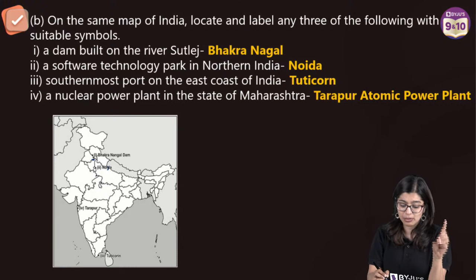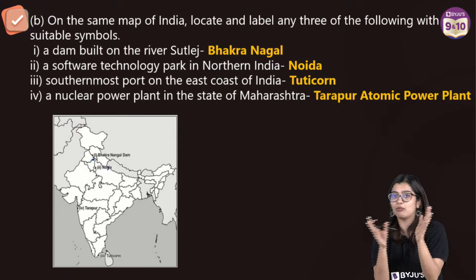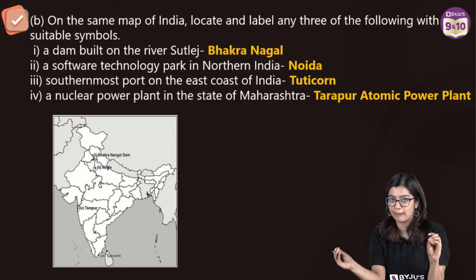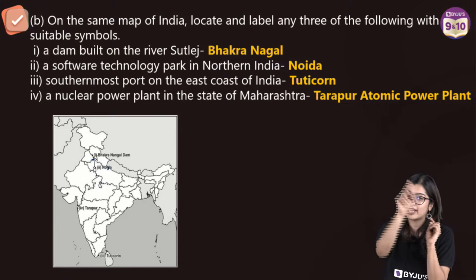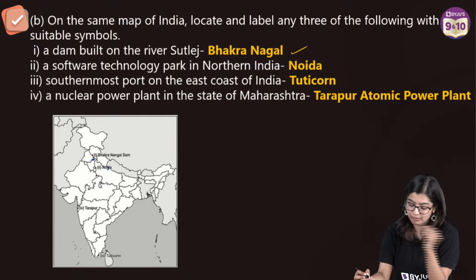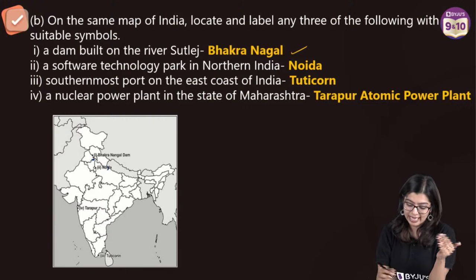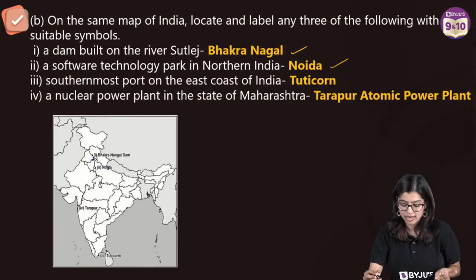Now, which is a dam built on the Satluj River? These you need to know. You can't be like, ma'am, how will I remember this? No, you'll have to remember this based on the states. You'll need to know through which states the Satluj is flowing, and based on that, which multipurpose river valley project I will find. So, we have Bhakra Nangal. Then, Software Technology Park in Northern India. That has to be Noida, of course.